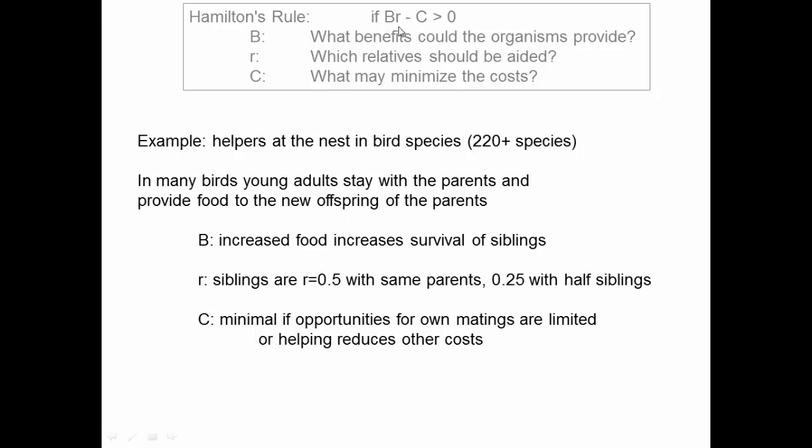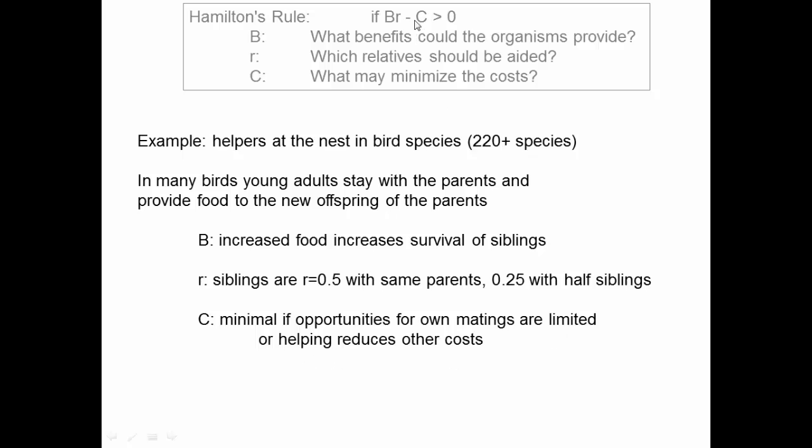So let's look at Hamilton's rule. The benefit, the increased food, obviously increases the survival of siblings. Those siblings are related with 0.5 for the coefficient of relatedness if both parents are the same, but they're even related with a coefficient of relatedness of 0.25 if they are half siblings. And then what about the cost? Well, the cost might be minimal if opportunities for their own matings are limited, or helping reduces other costs.